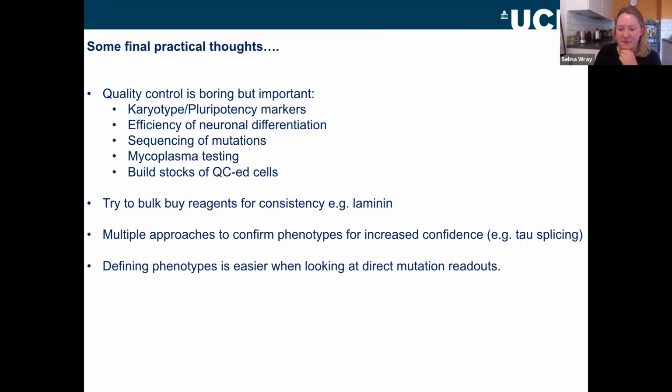And of course, the work that I've shown you today is really looking at the direct readout of a mutation. As you move further away from the particular mutation, it gets more difficult. So I think having this direct readout is really important, so you at least have some indication that your model is recapitulating something that's really linked to the clinical phenotype. So I'll stop there.